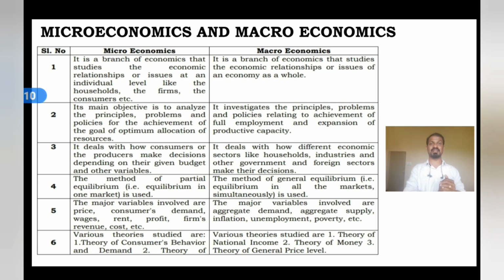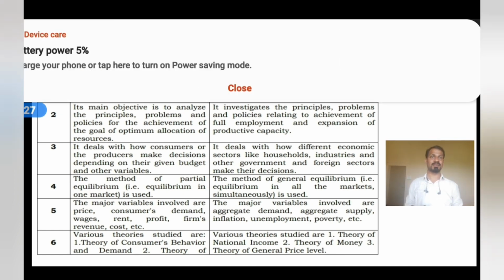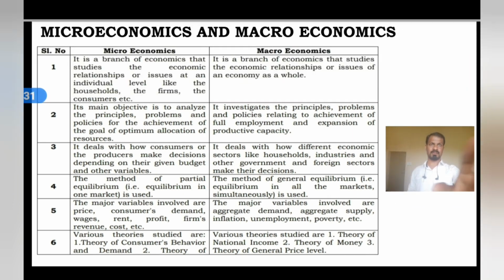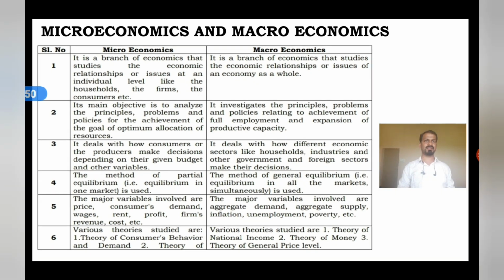So these are concepts like the method of partial equilibrium. In microeconomics we see partial equilibrium because we are studying the individual units, no? That's why here we can find a part of the equilibrium, not the total or entire equilibrium. But in general equilibrium, meaning the total equilibrium, we can find it in macroeconomics because we are studying the whole economy, or the aggregate values, no? That's why we can find general equilibrium there.